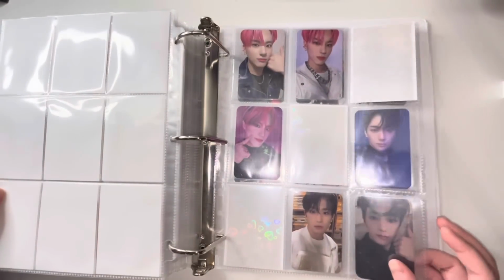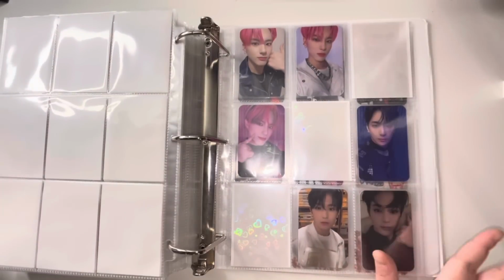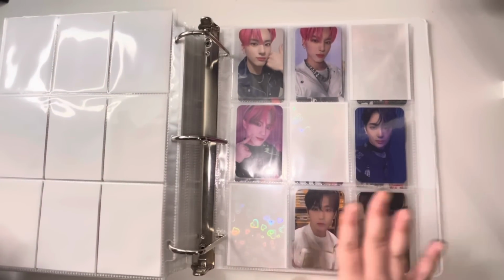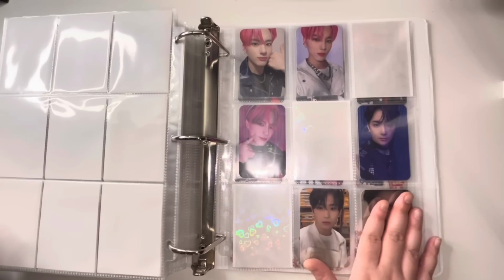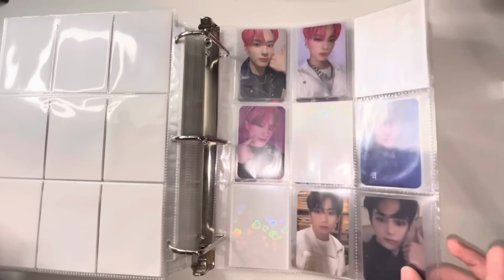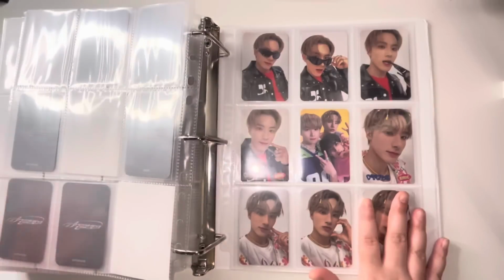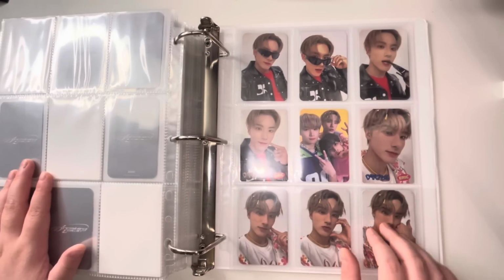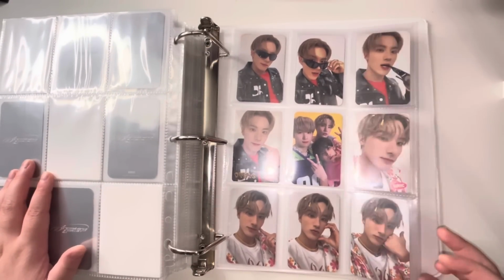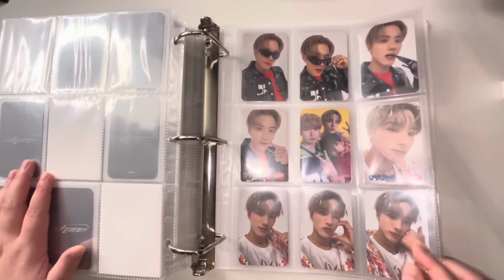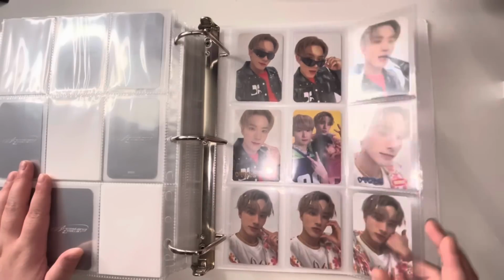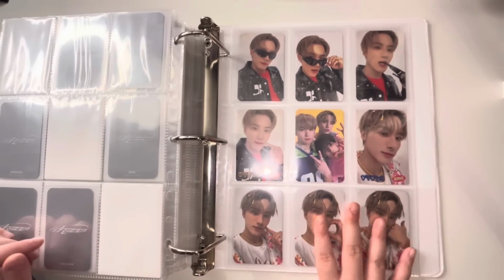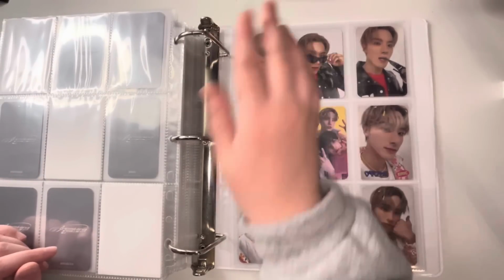And then I also collect their Japanese cards, kind of. So for their first Japanese release, Breaking Dawn, I collected Kenji and Eric. And then for She's the Boss, I just collected Jacob, but I may go back and collect Hyunjae since Eric wasn't a part of She's the Boss. And then for Delicious, I just collected Eric. And I think from now on, I'm just going to collect Eric's Japanese stuff.